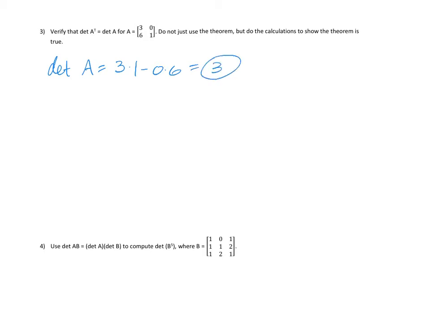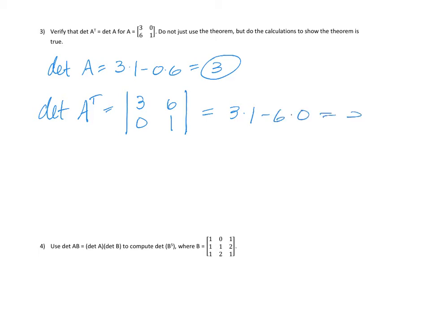And then the determinant of A transpose, that would be A times D minus B times C. So 3 times 1 minus 6 times 0, which is still 3.